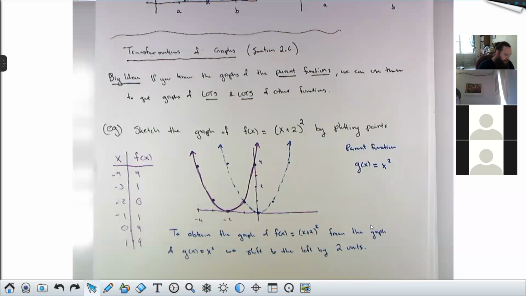All right, let's do one without plotting points. Let's do one just using the transformation rule, which we've discovered. The rules I will write down for you on a list at the end, so don't worry about writing down the rules for now. Just think along with me.